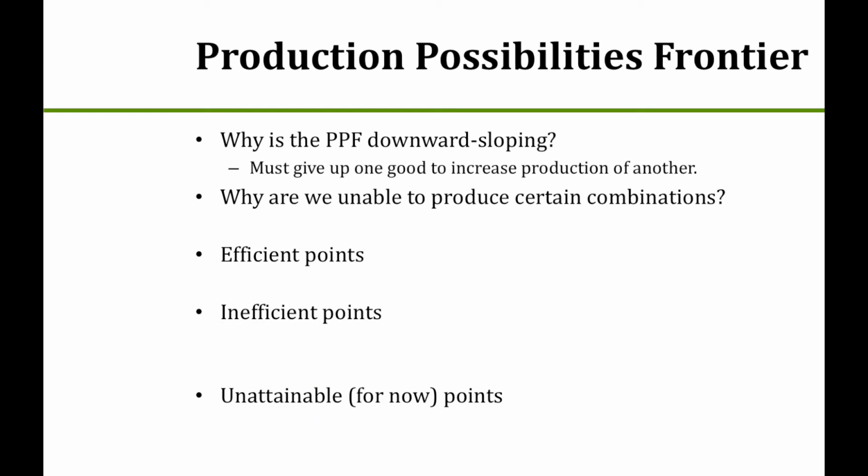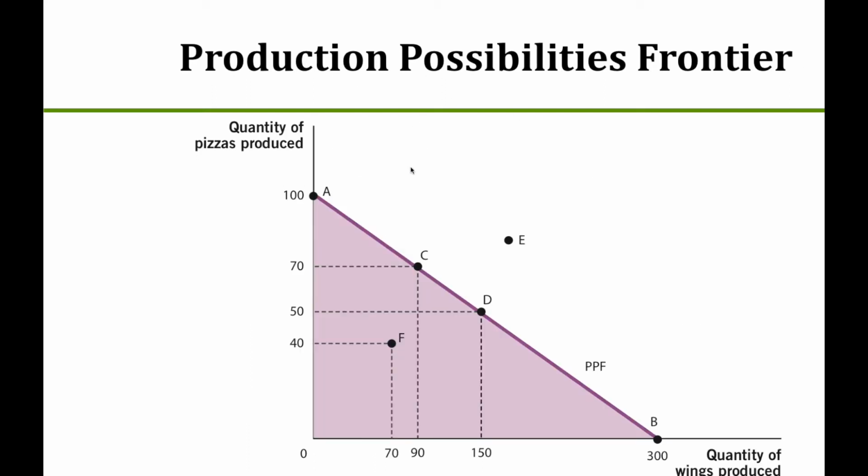So why is the production possibilities frontier downward sloping? Let me turn back to the graphic. The question was, why is this line downward sloping? Remember, downward sloping lines have a negative slope. That means if you want to increase the production of one good, you have to decrease the production of the other one. For example, if you start from point A and move to point C, we have to decrease the production of pizza to increase the production of wings. That's why we have a downward sloping production possibilities frontier. We have to make a choice.